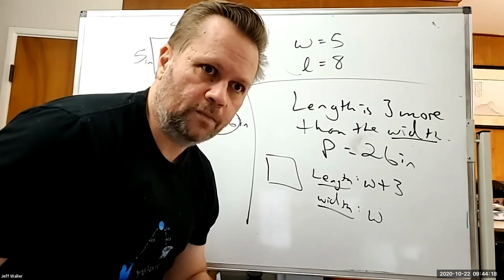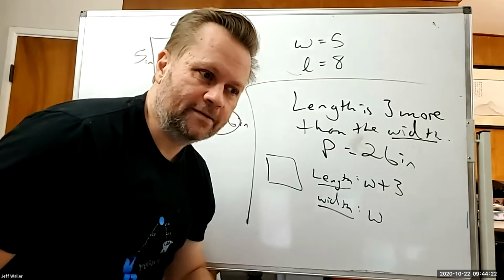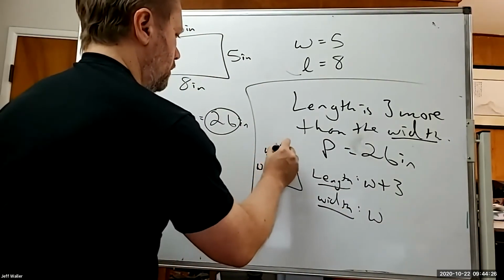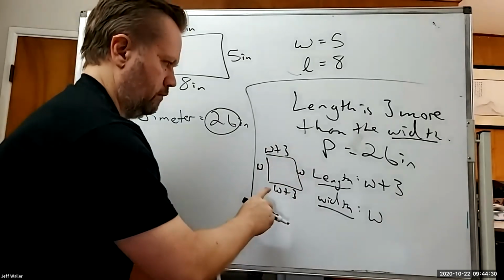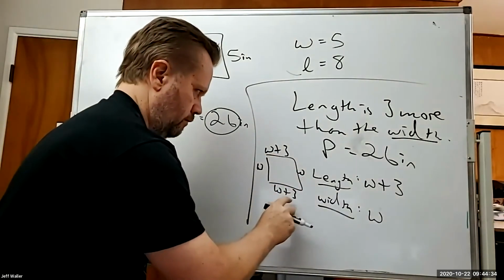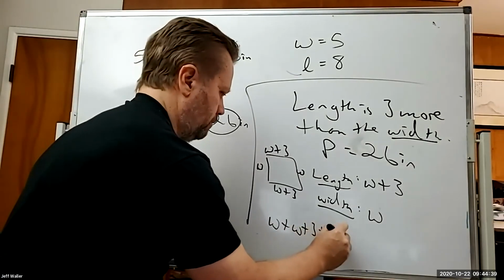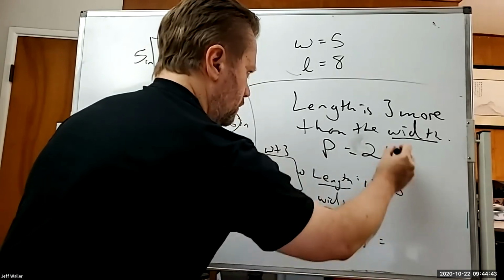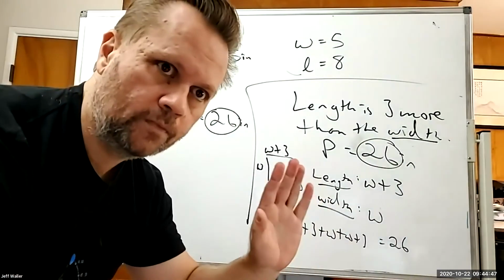I don't know if you guys are with me at all. So then what would the formula be for the perimeter? Right, it would be W plus 3 plus W plus W plus 3. I've got to go all the way around, and that would equal 26. And then I could solve it. Are you guys with me?